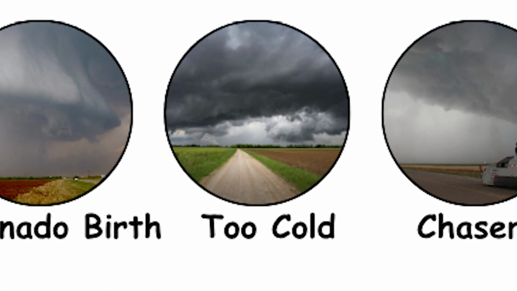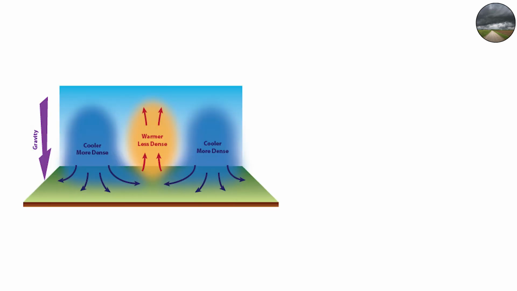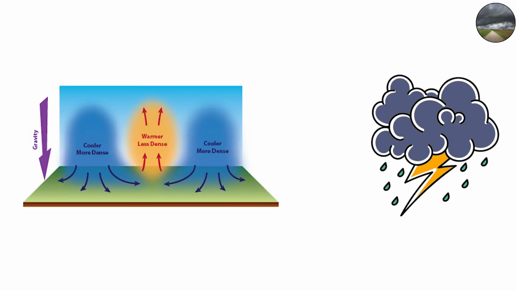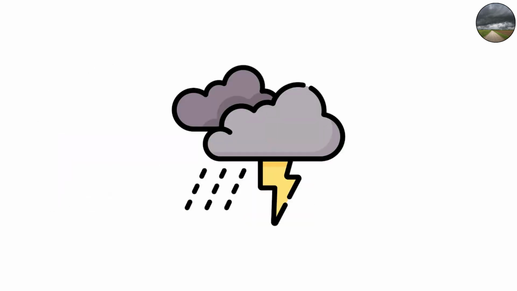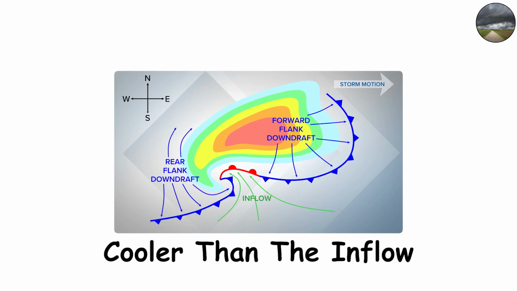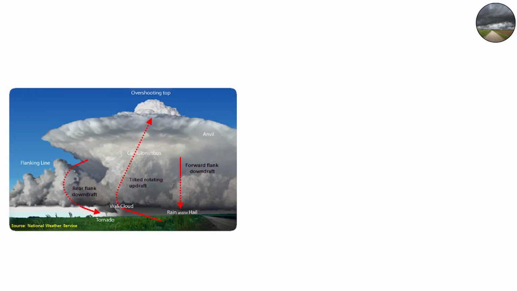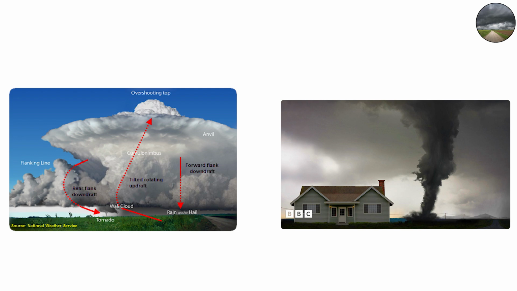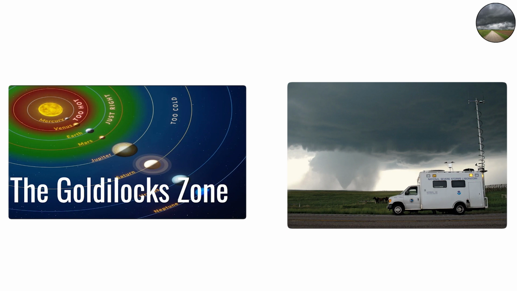Too cold versus just right. Not every RFD leads to a tornado. If the descending air is too cold and dense, it can choke off the storm's warm inflow. Think of it like pouring water on fire. The storm loses fuel, and the tornado dies before forming. On the other hand, if the RFD is only slightly cooler than the inflow, it creates the perfect balance. The updraft remains strong, the rotation tightens, and a tornado often follows. This delicate Goldilocks zone is one of the reasons forecasting tornadoes remains so challenging.